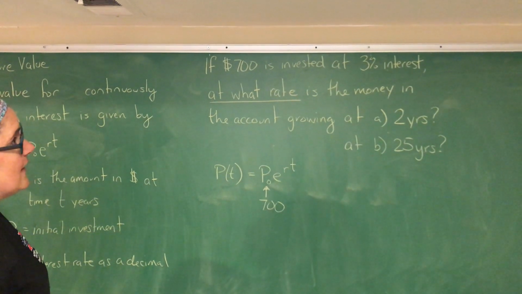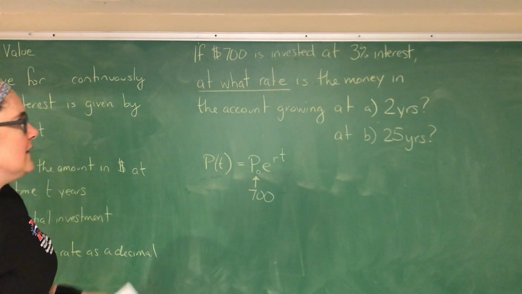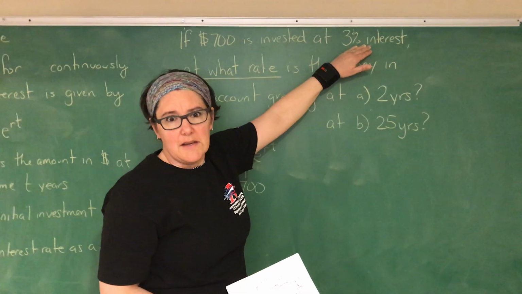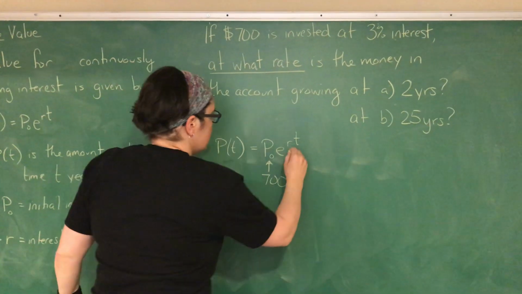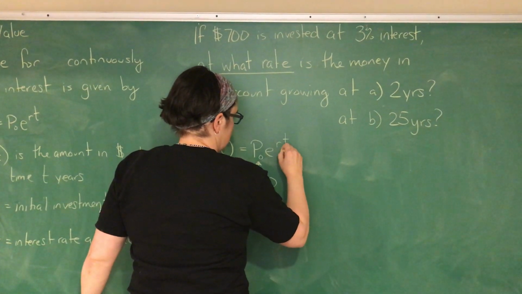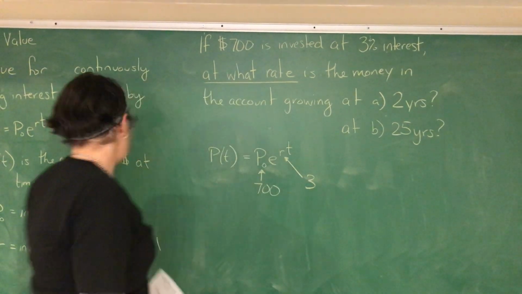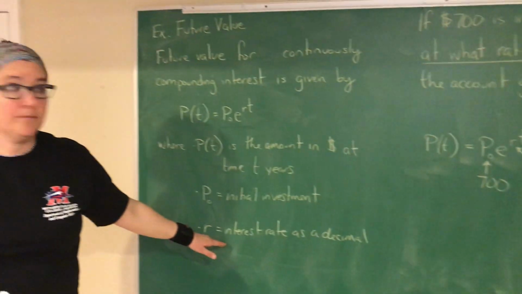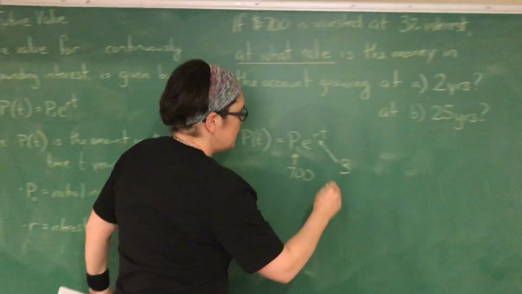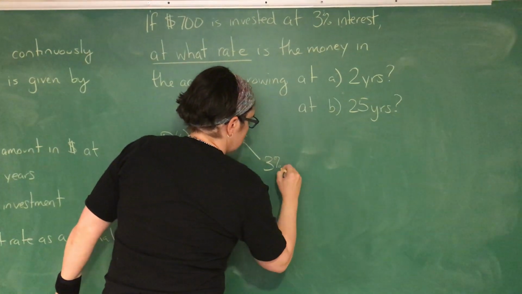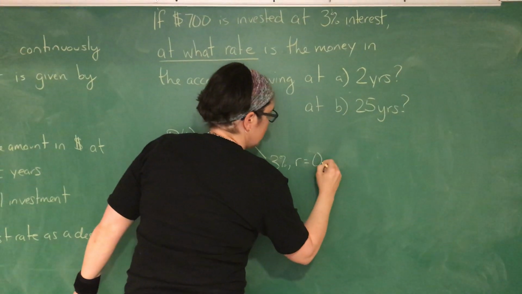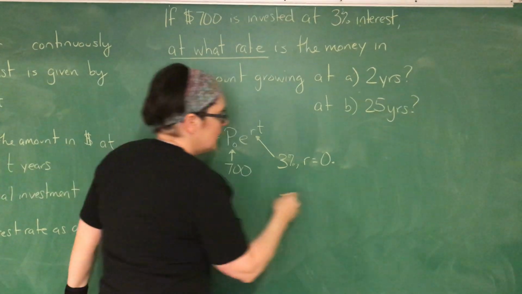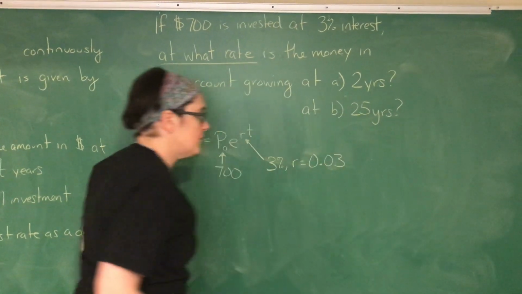And this is invested at 3% interest. And we're not told over here that we have continuous compounding, but we're going to assume that that's the case. Okay, so our R value is 3%, and we're told that R should be written down as the interest rate as a decimal. So I move the decimal over by 2 places, and so my rate is 0.03.